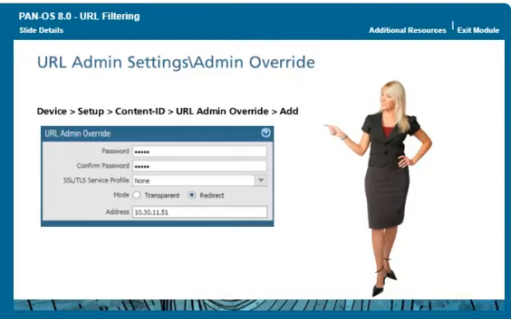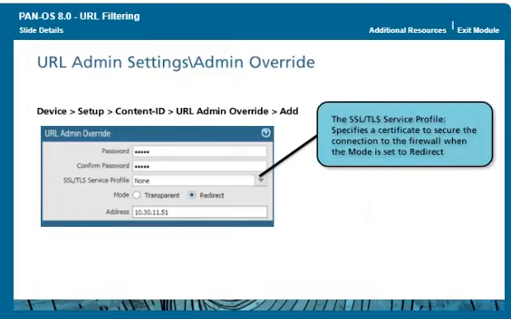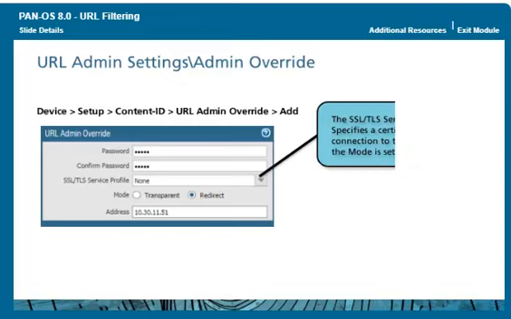A user must enter the URL admin override password to access a URL assigned to a URL category with the override action configured. A firewall can have only one URL admin override password at a time. The SSL/TLS service profile can specify a certificate to use to secure the connection to the firewall when the mode is set to redirect.